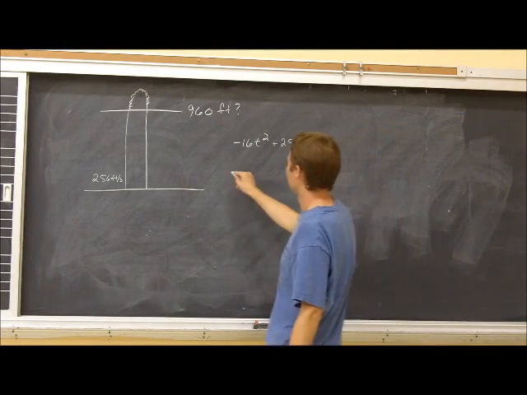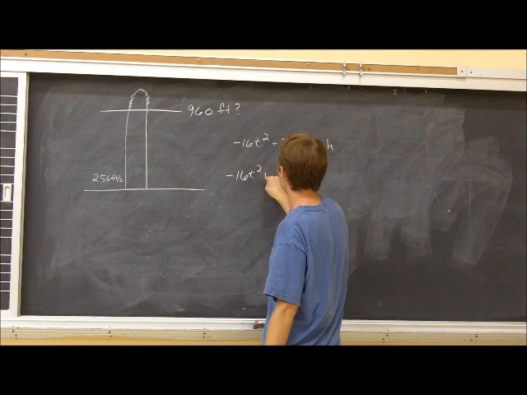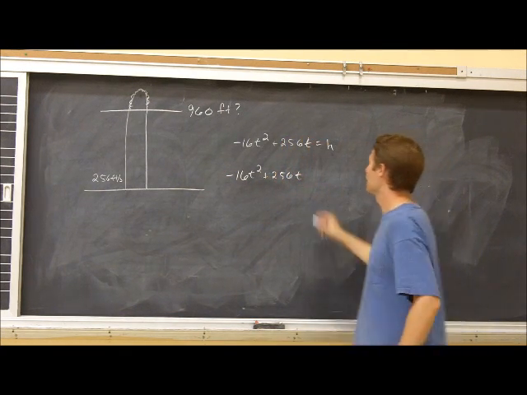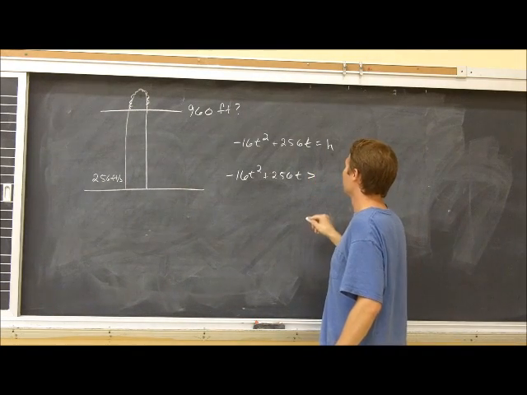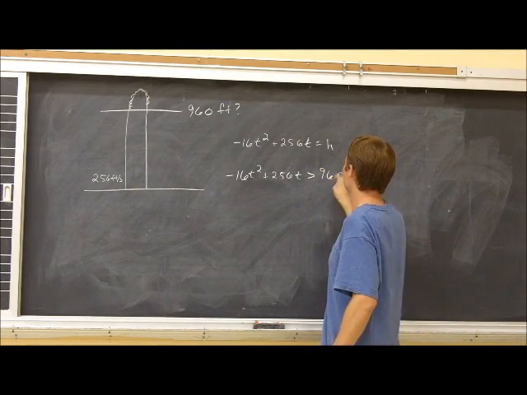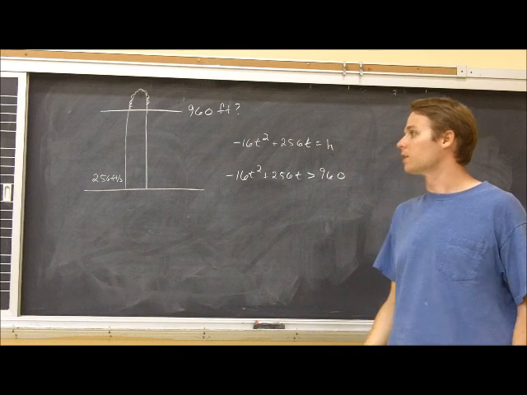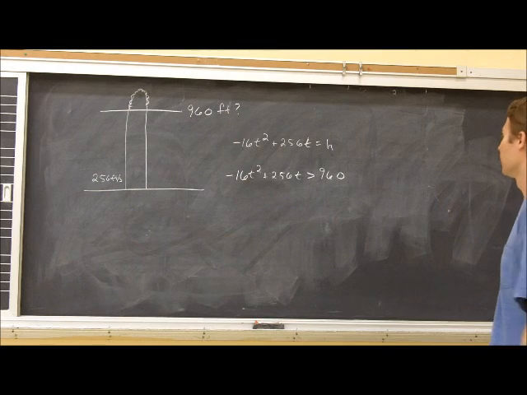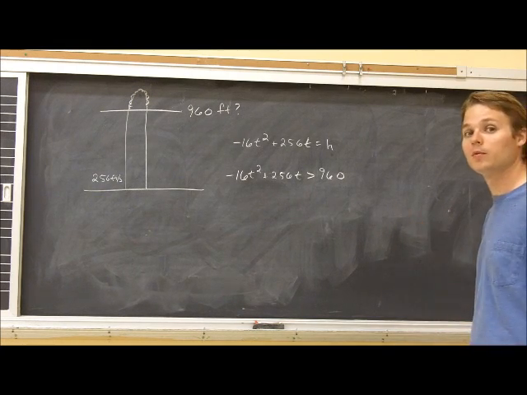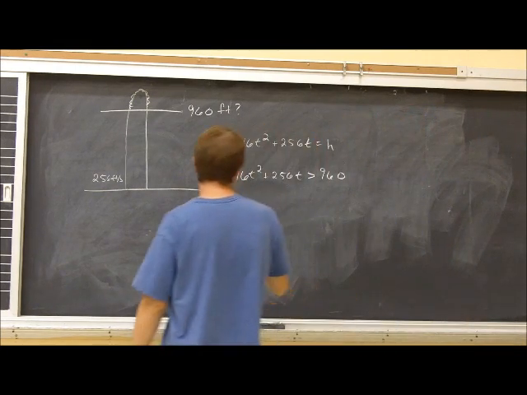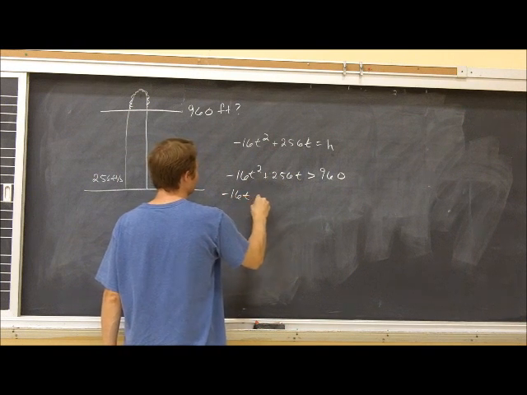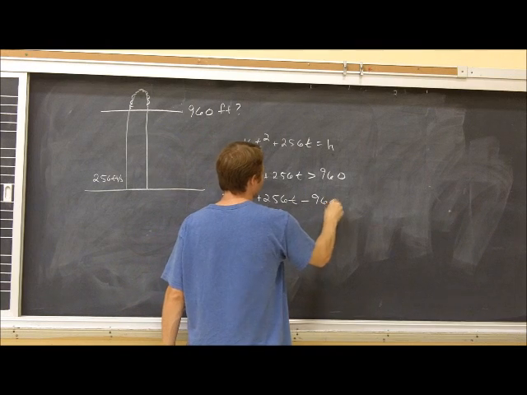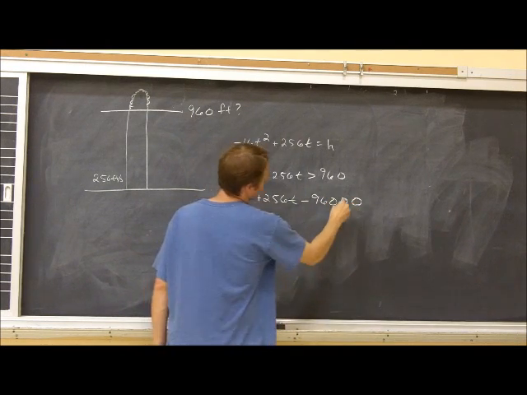Well, this expression tells me the height of the rocket at any given time. I'm interested in knowing when the height of the rocket is above 960 feet. That's the height I'm going to plug in. Now this just becomes one of the problems that we've been working all along, right? I can move over that 960, subtract it over, and now I'm just solving this inequality.